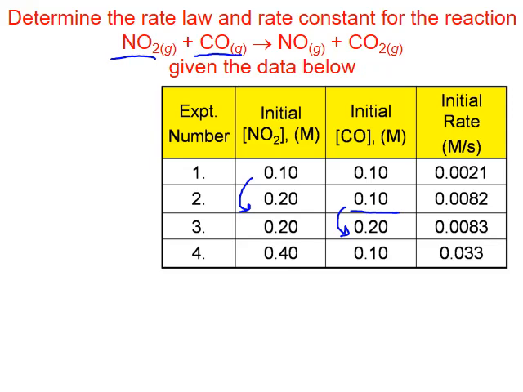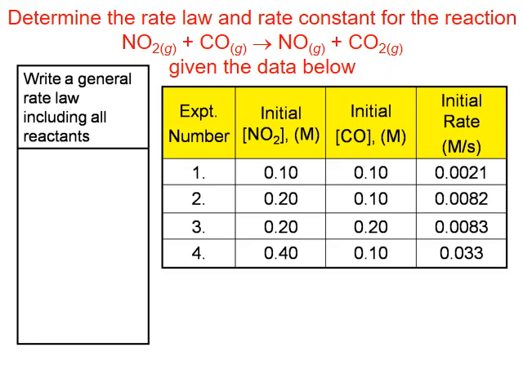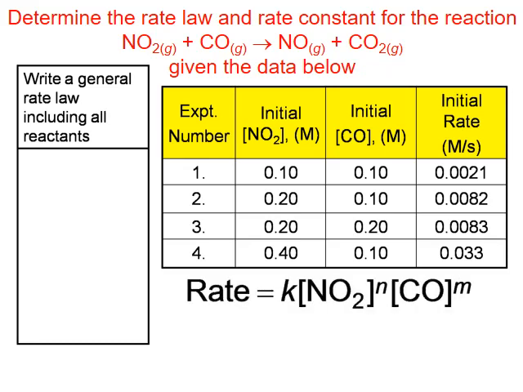And finally, in trial four, we doubled the concentration of nitrogen dioxide while halving the concentration of carbon monoxide. And for each of these trials, of course, we measure the initial rate for the reaction in order to use in our comparisons. Now, the first thing we want to do is write a general rate law using N and M as variables to stand in for the exponent orders on our reactants. So it's always going to follow this form.